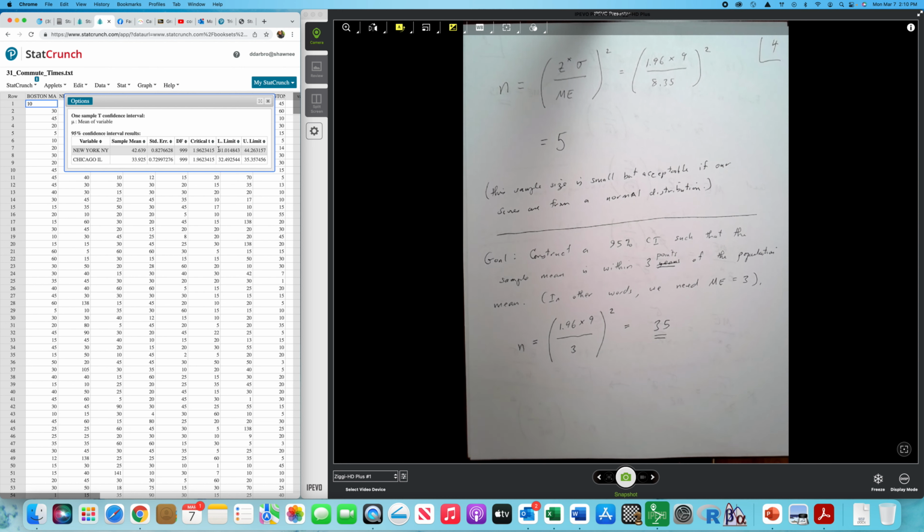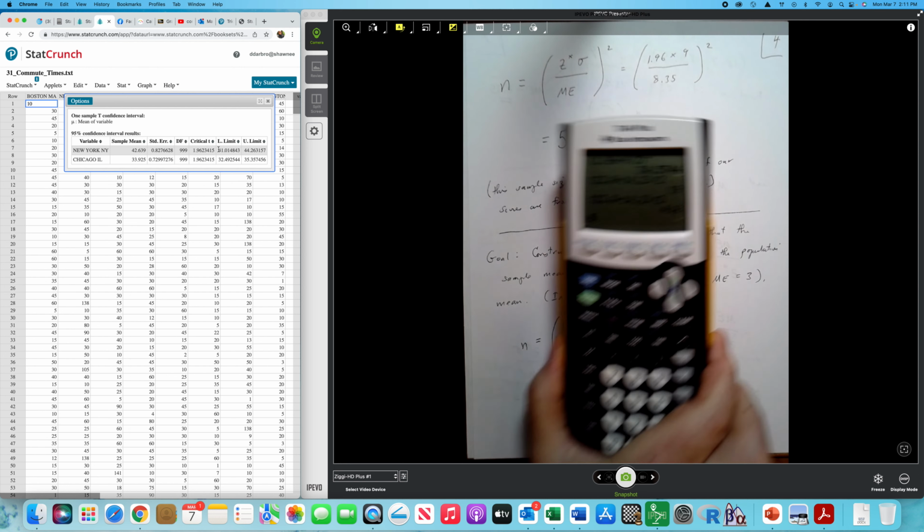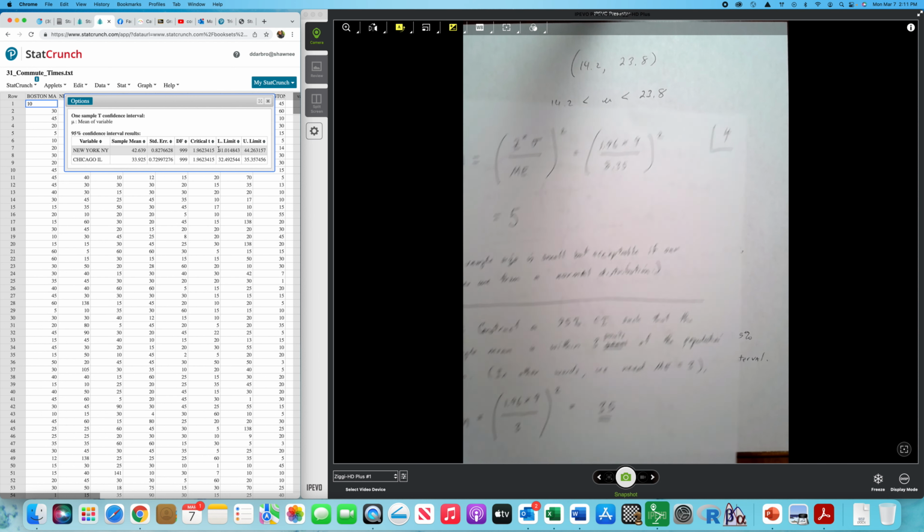I don't know. Let me see. I think, yeah, I actually did that right here. So 1.96 times 9 divided by 3, and quantity squared, gives me 34.57, which always rounds up to 35.